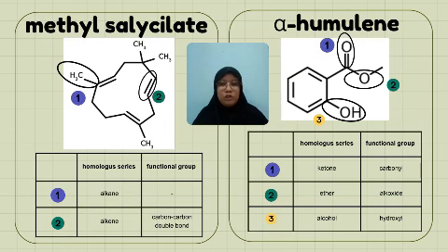And then moving on to the last active compound, which is alpha-humulene. The first homologous series of alpha-humulene is ketone. The functional group of ketone is carbonyl. And then the second homologous series of alpha-humulene is ether. The functional group of ether is alkoxide. And finally, the third homologous series of alpha-humulene is alcohol. The functional group of alcohol is hydroxyl.